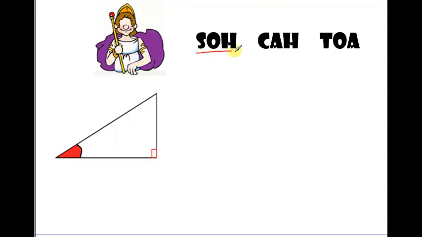But this is a way to help you remember those three formulas that we just saw. Let's take our first name here. So that's sine of our angle equals the opposite side over the hypotenuse. This is abbreviated form, but the sine is the opposite over the hypotenuse. The SOH part helps you remember that.